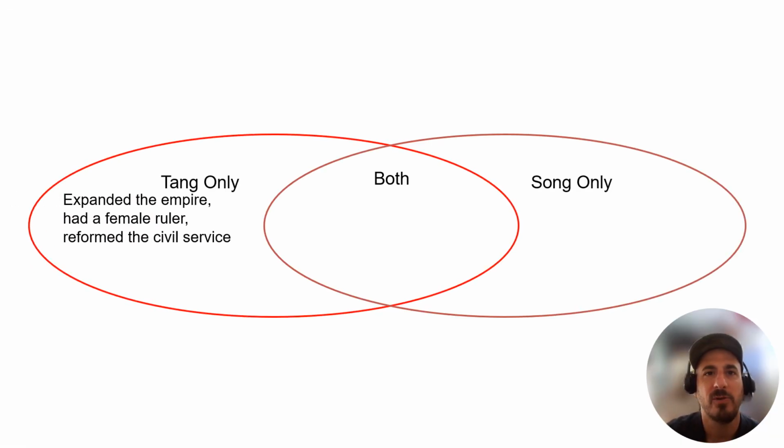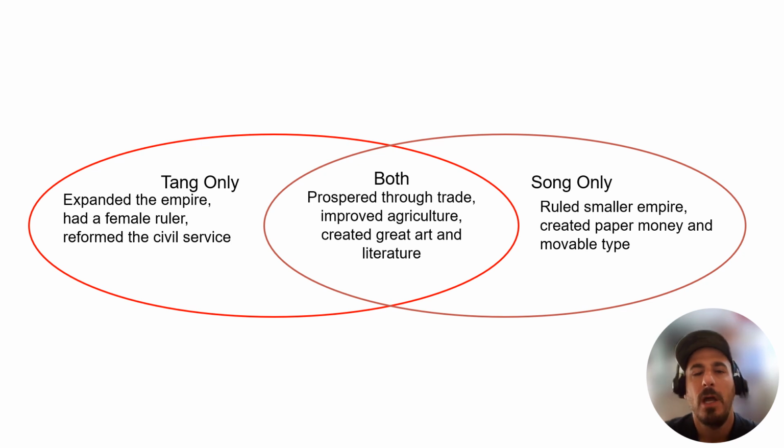Oh my gosh, we're doing a Venn diagram. Woo! All right, so just to help you remember the difference between these, here's what I would put. I do this just to help me remember. So Tang dynasty only: they expand the empire, they become the largest geographical country, they had the first and only female ruler, Wu Zhao, and they reformed and brought back the civil service exam.